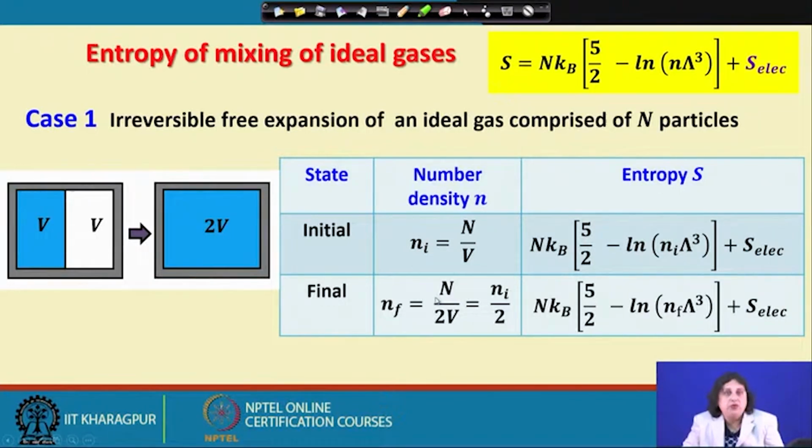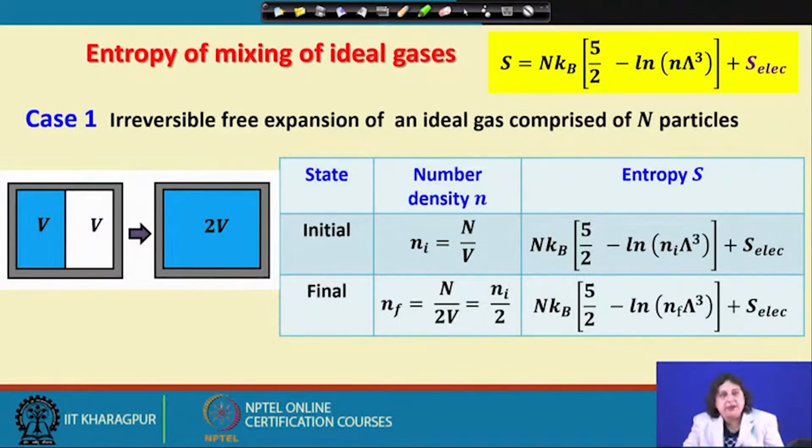Here I have now capital N particles occupying a volume of 2V. Therefore, I see that the number density has halved. Since this is essentially Joule's experiment where the temperature remains constant, I can argue that the lambda values are going to remain the same, and within the temperature range that we are talking about, S electronic changes, let us assume, are going to be very, very small.